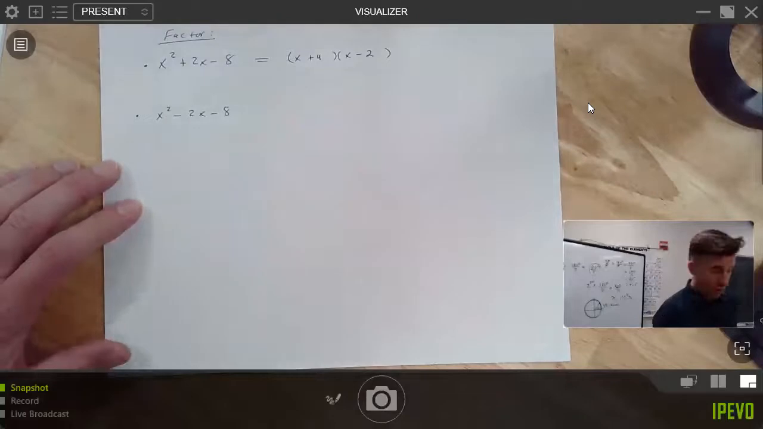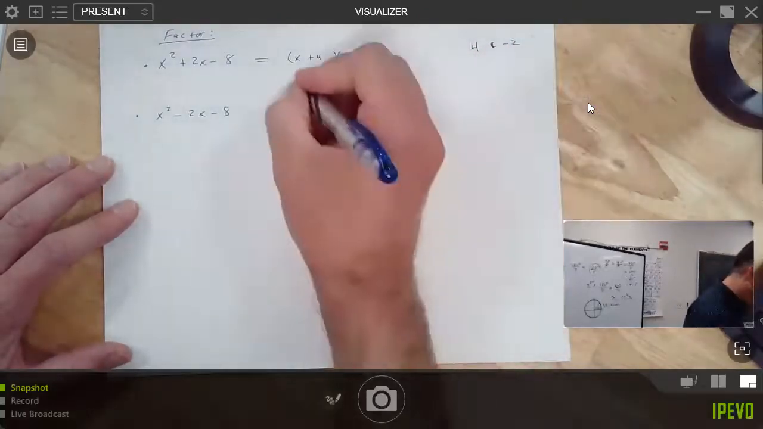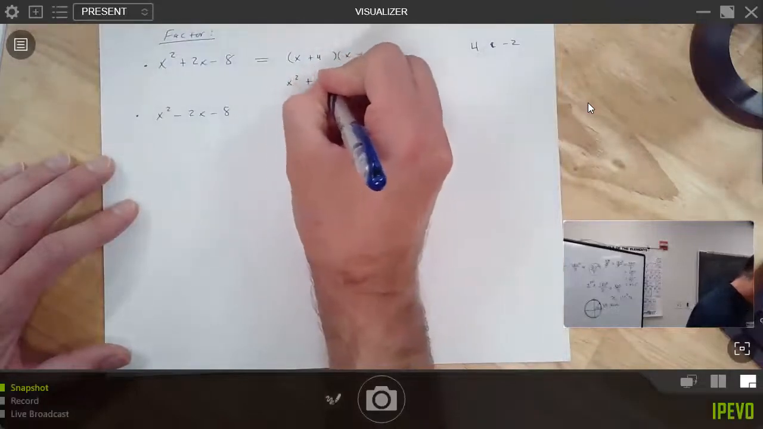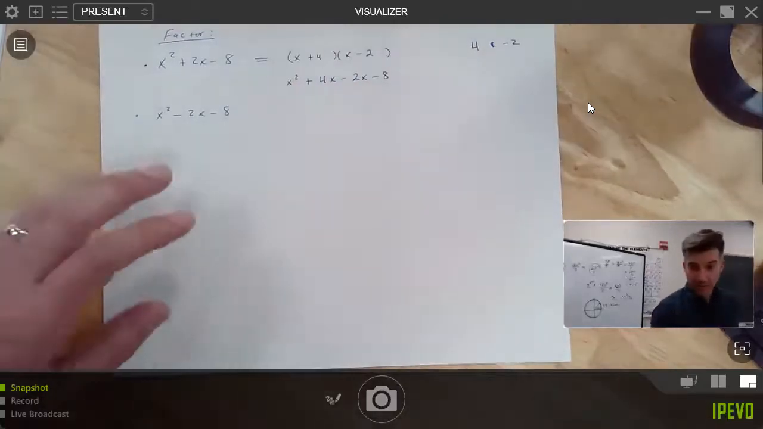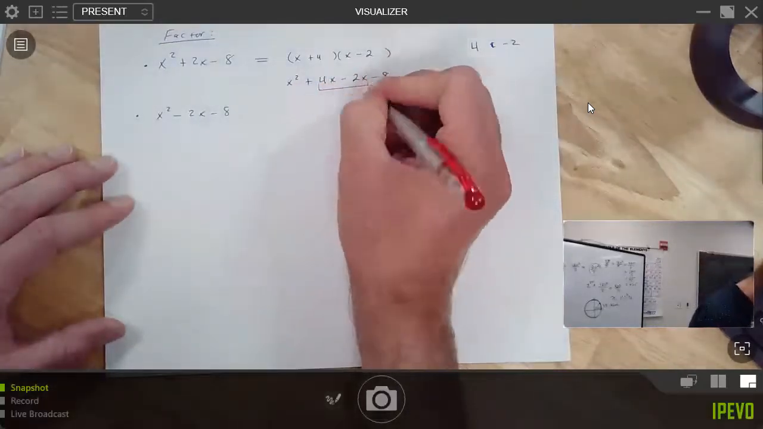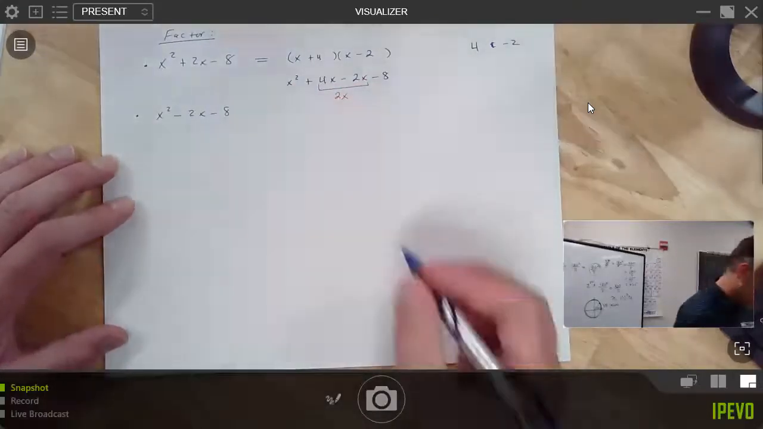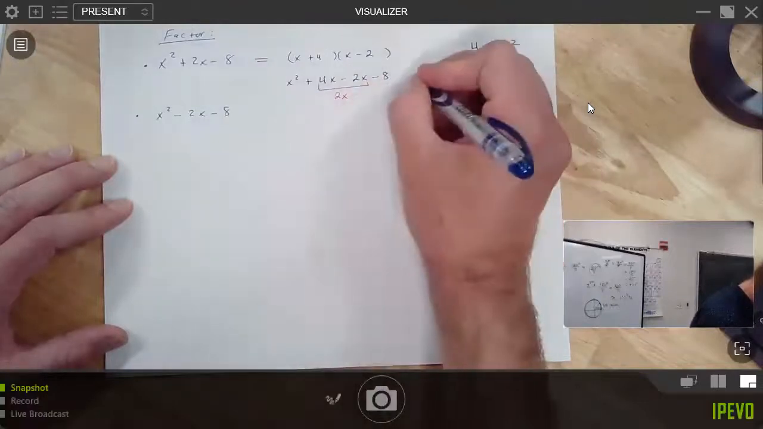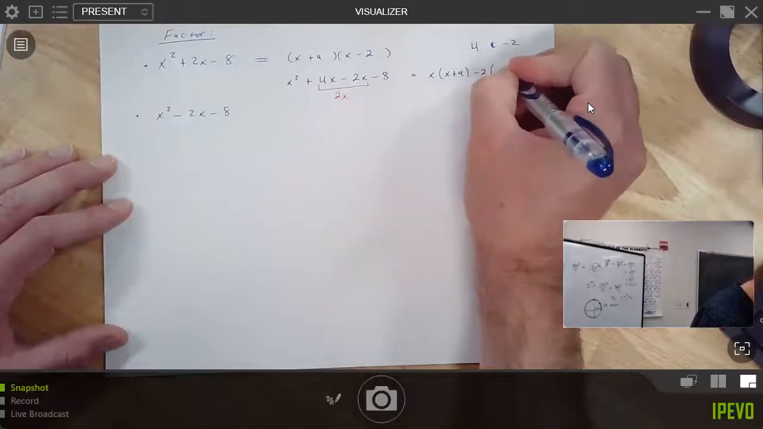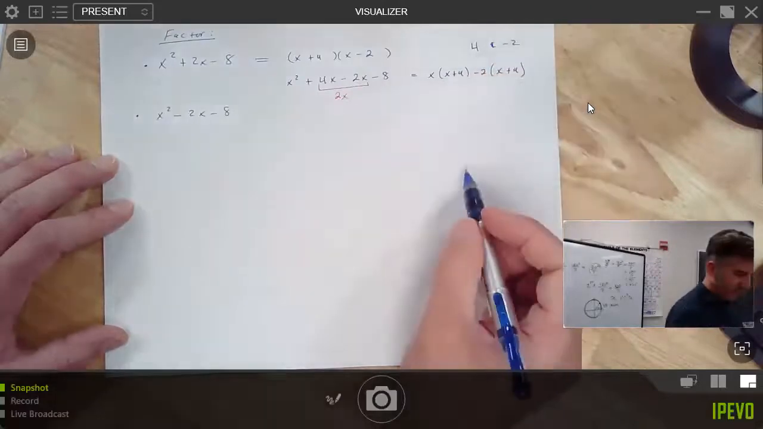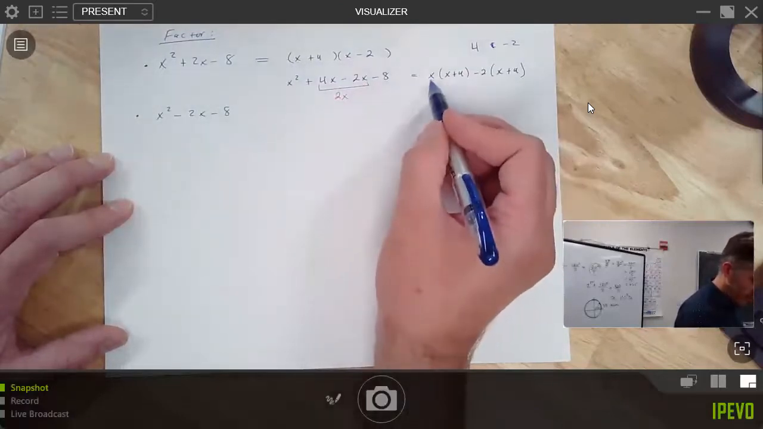Or again, we could go the long way. We could say we know it's 4 and negative 2. And then we could write it as x squared plus 4x minus 2x minus 8, right? So that the middle terms here add up to 2x. And then we could factor by grouping. And say, oh yeah, that's going to be x times (x plus 4) minus 2 times (x plus 4). And then if we factor out an x plus 4, oh yeah, we're back to here. We have an x plus 4 left over and an x minus 2.